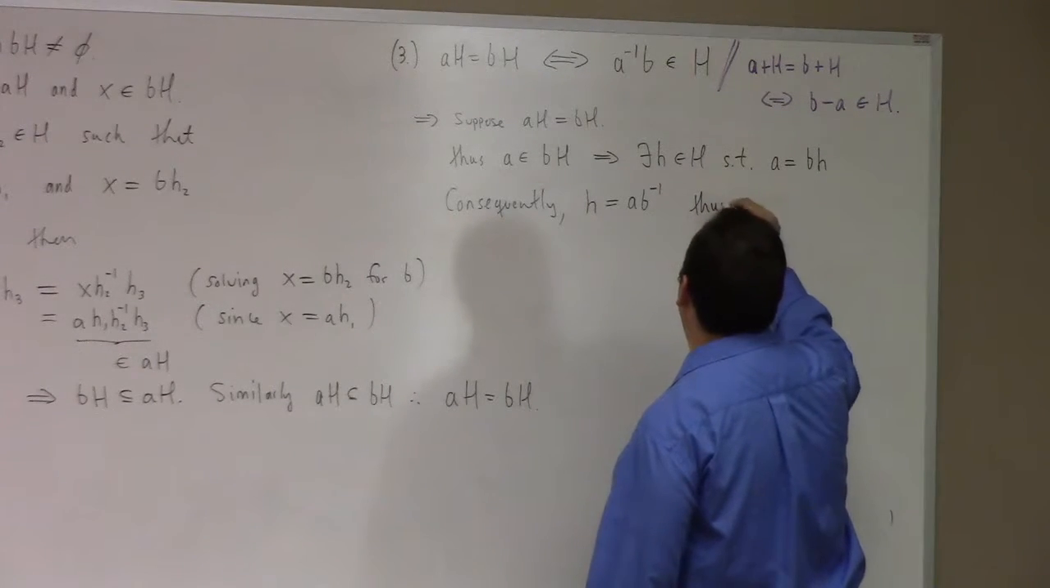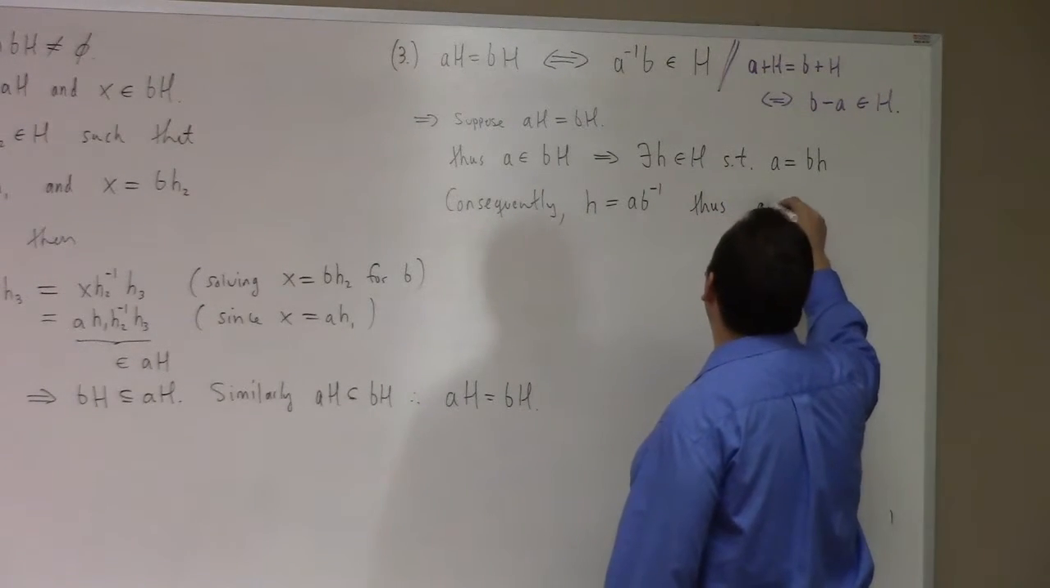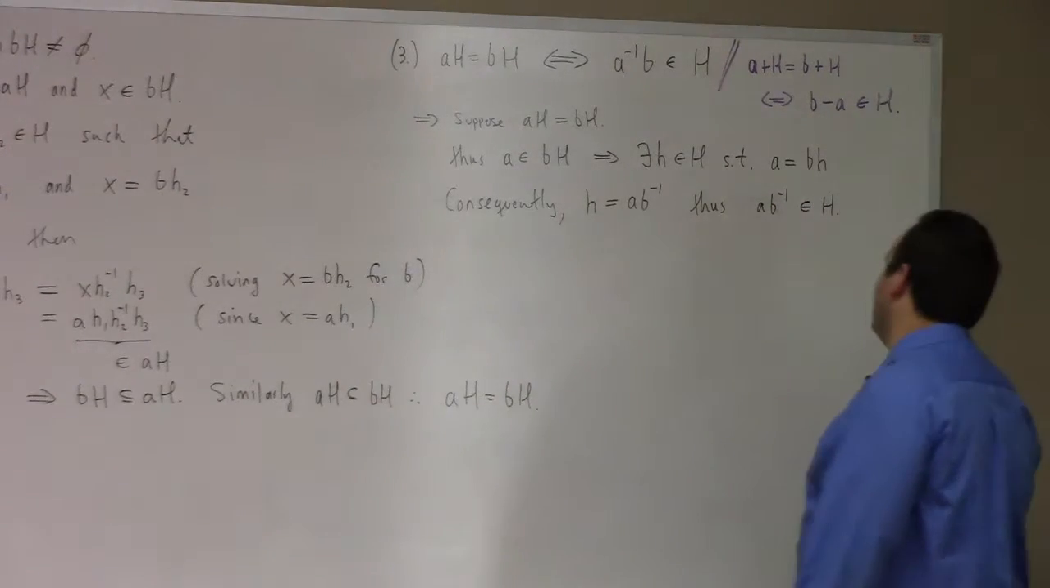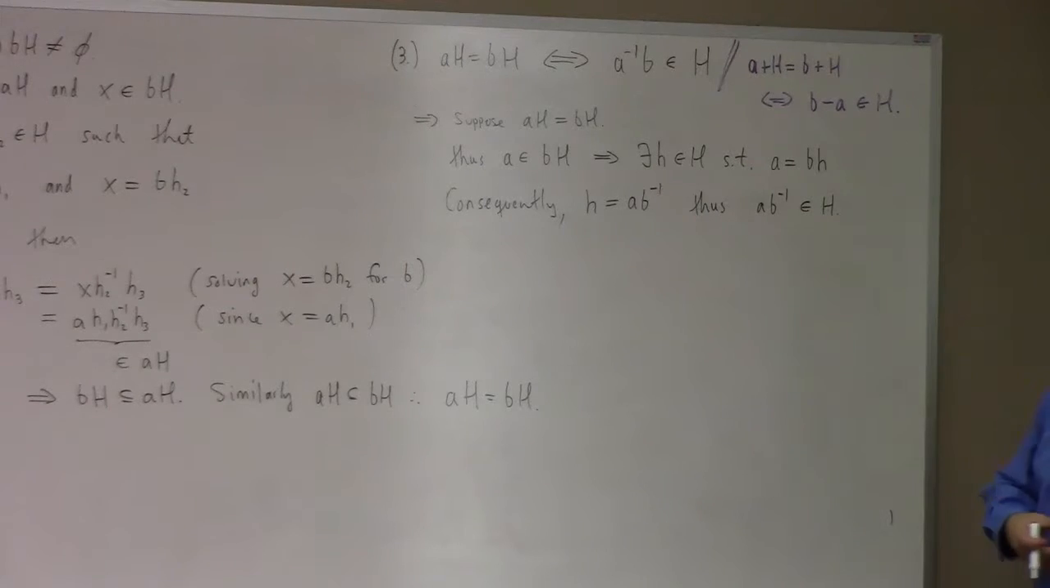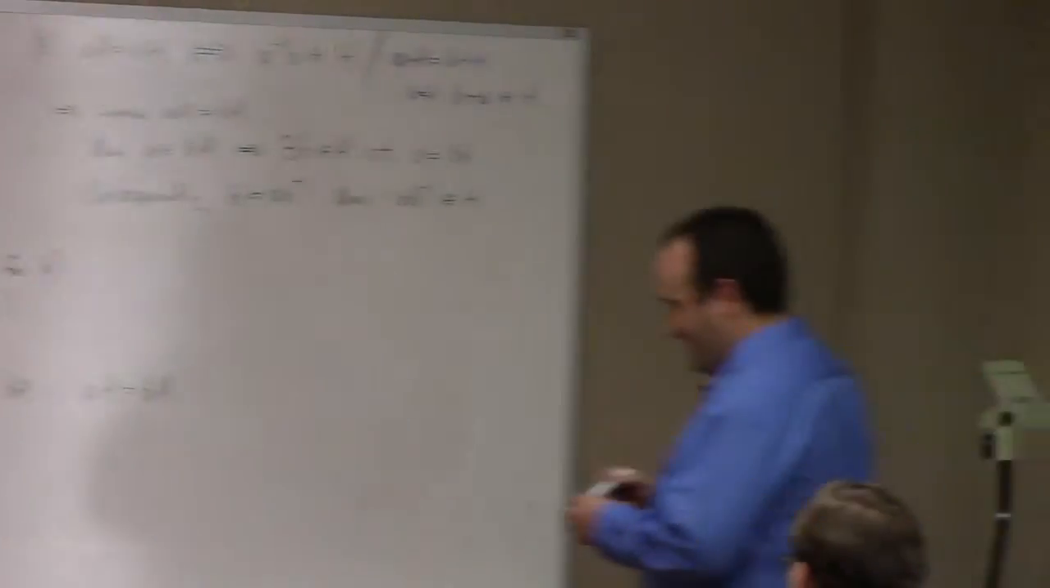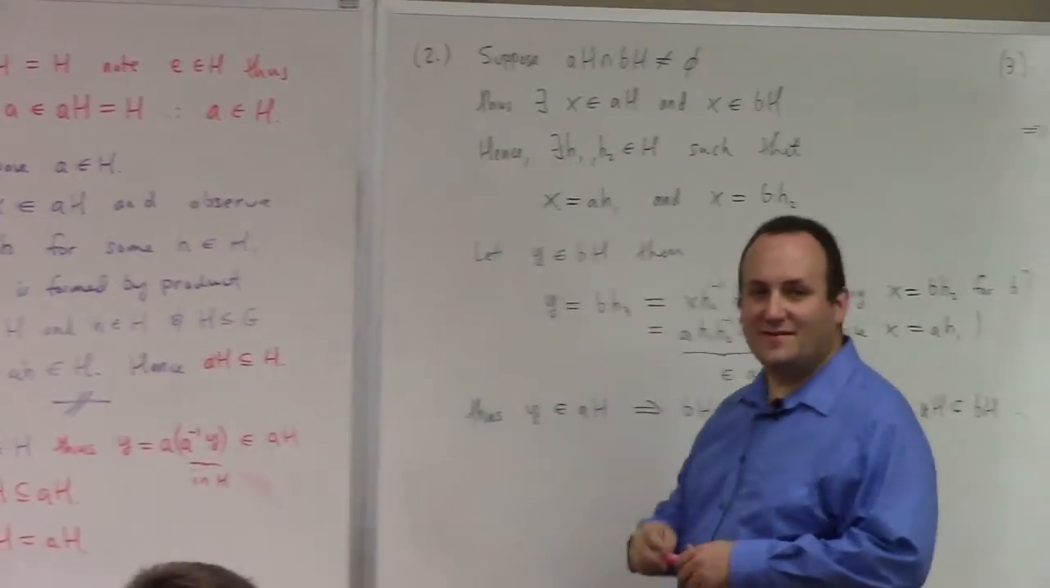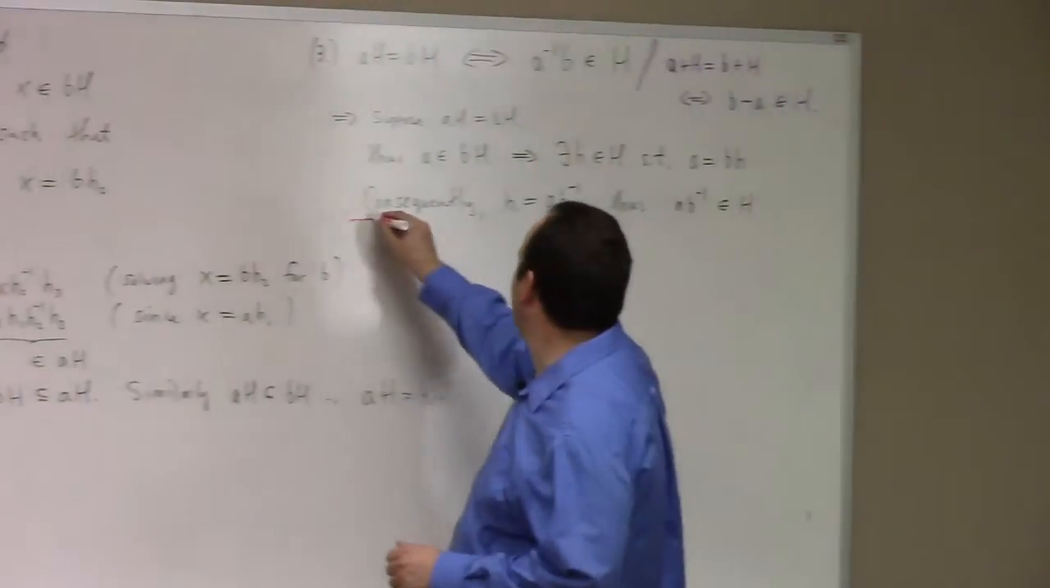Thus, AB inverse is an element of H. Well, I didn't prove what I wanted to prove, but there's something that's true. All right. What should I have done? If I had chosen a different path, how would I have got what we wanted immediately?